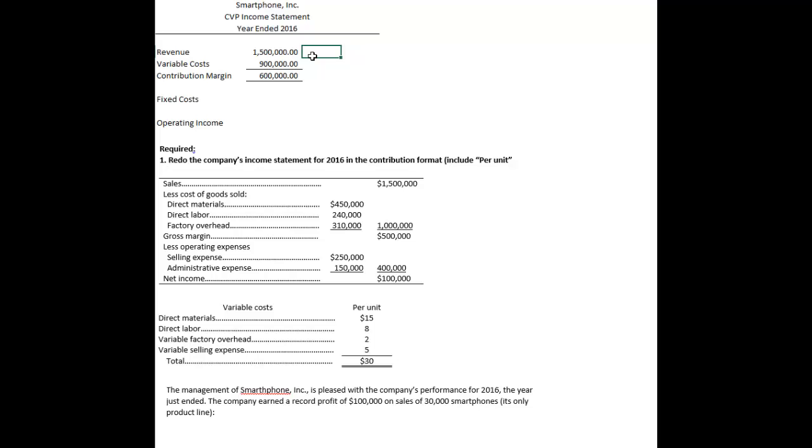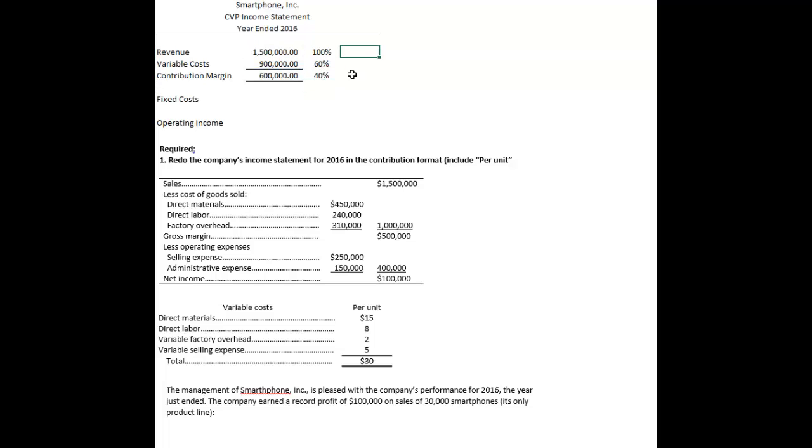Now they also ask us to give it on a percentage and a per unit basis. Looks like I cut off part of that requirement here. So we're going to list those as a percentage of the revenue. So the revenue as a percentage of itself is 100%. The variable cost as a percentage of the revenue is 60%. That tells me my contribution margin is 40%.